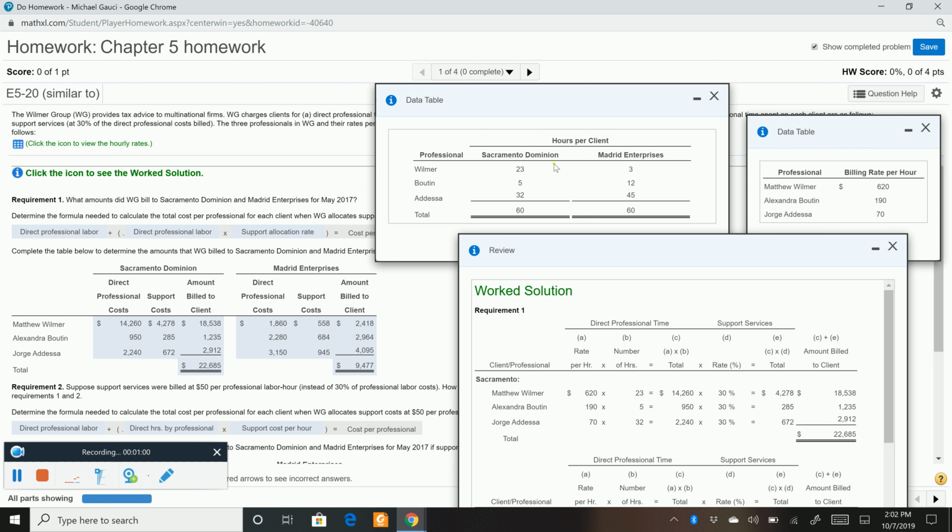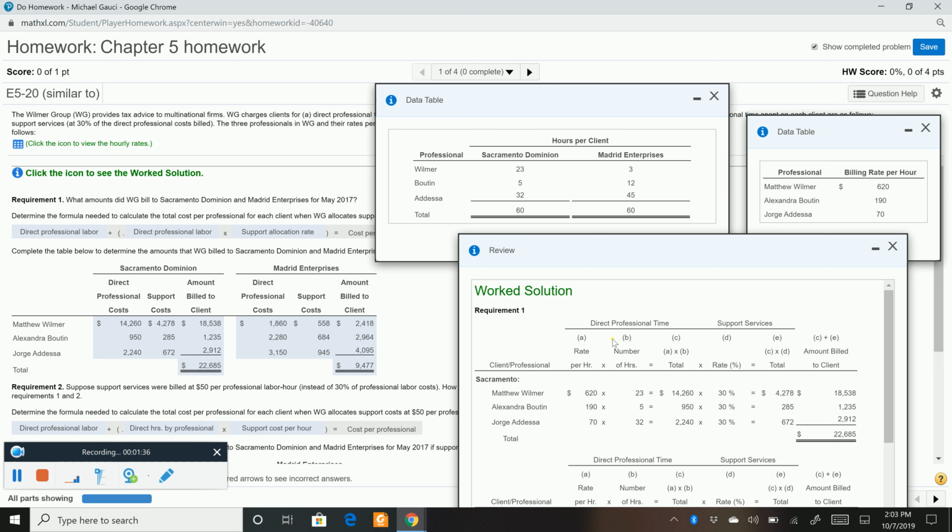And so the first data table gives us the number of hours that each professional is charging for each of the work jobs. And then over here in the upper right, we have their billing rates. You can see Mr. Wilmer. He must be the managing partner and the senior partner, because he is billing at the rate of $620 per hour. That's amazing. Alexandra Boughton, $190 per hour, and Jorge Odessa, $70 per hour.